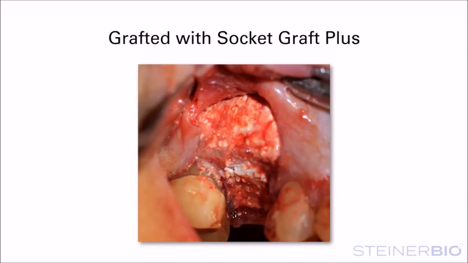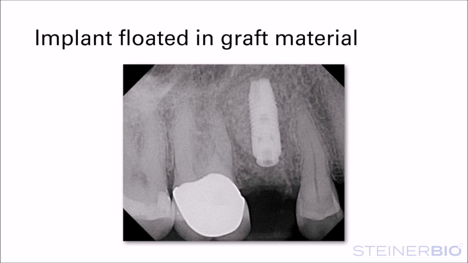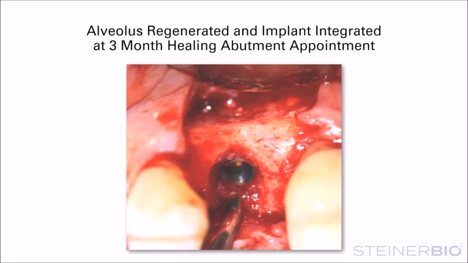Okay, here we are with the site grafted. It was grafted with Socket Graft Plus. No membrane was used to cover this site. However, what we decided to do is simply place an implant in our graft material. You can see that this implant is placed in the site. You can see that the implant has no contact with the surrounding bone. It is simply floating in graft material. This is 3 months later. The implant is integrated. The buccal wall is regenerated.